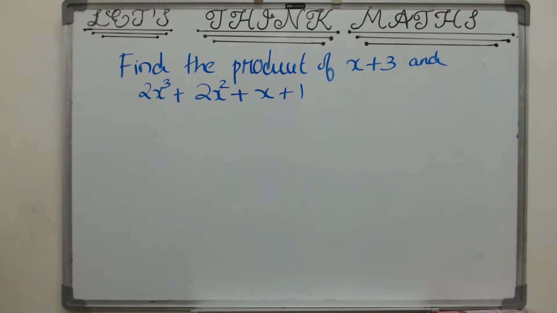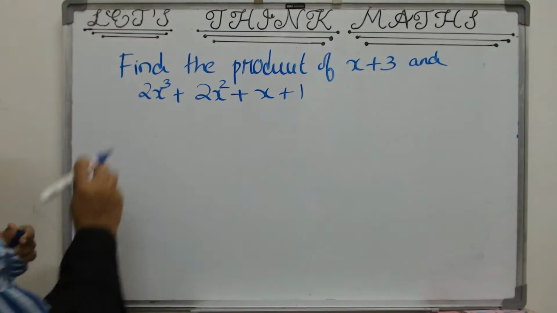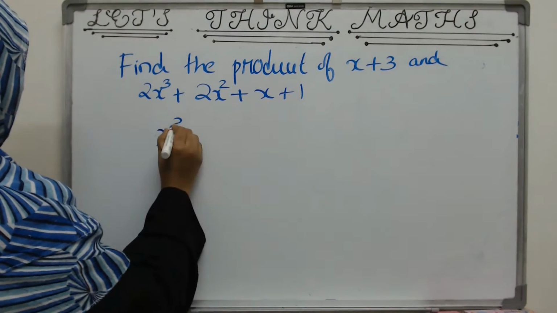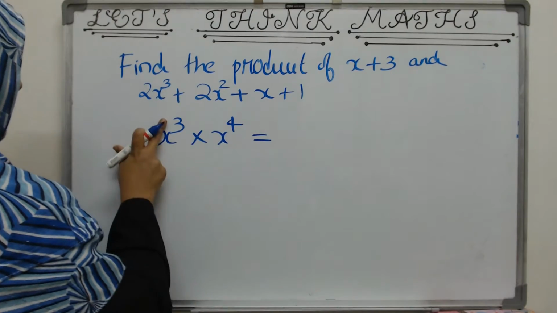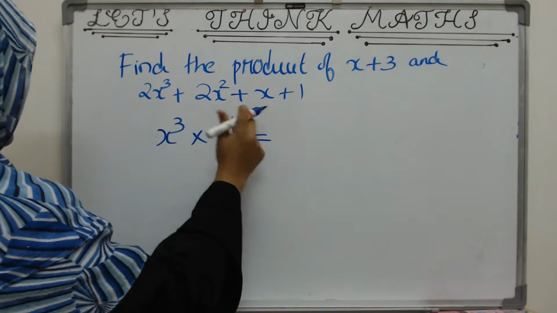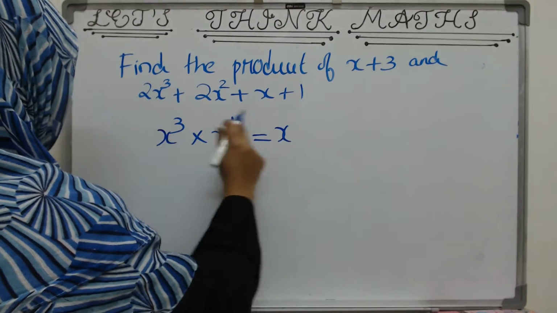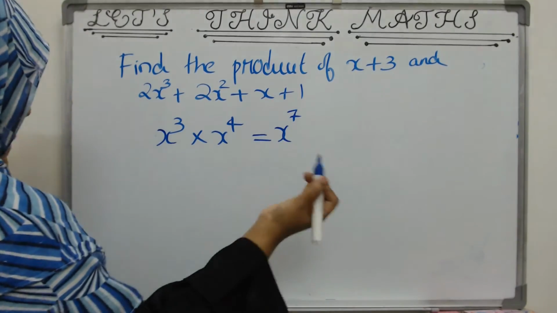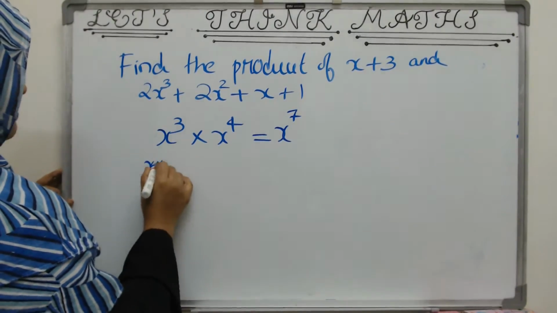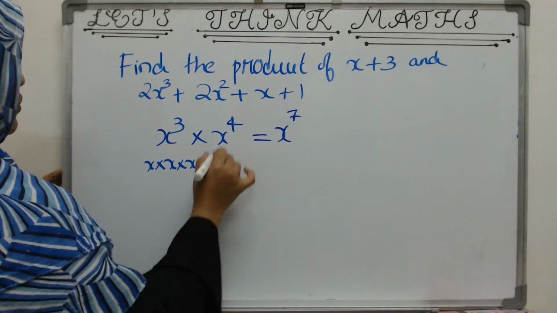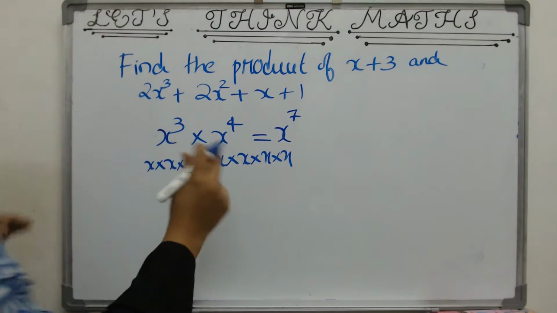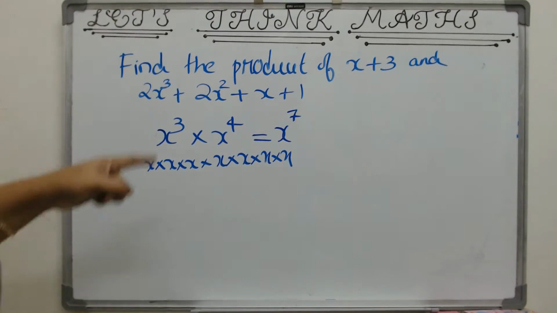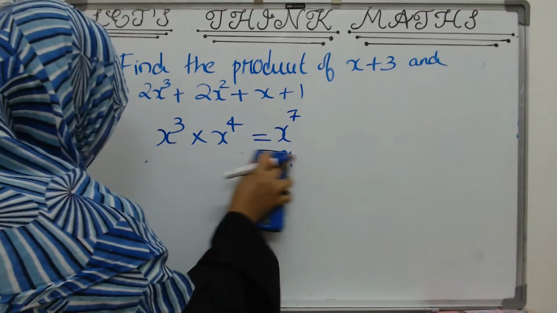Now let's go on to multiplication of algebraic expressions. Let us recap what we have earlier learned. If we have the same variable but different powers, the power of this is 3 and the power of this is 4, then we just add up the powers and write 7. That makes sense, right? This would be x multiplied 3 times, this would be x multiplied 4 times. Then together if you add up, you will see that it is actually x multiplied 7 times. So that makes sense, right?